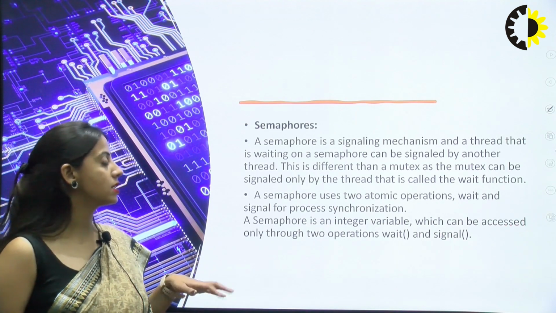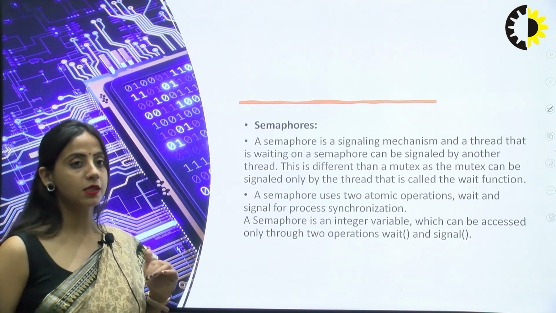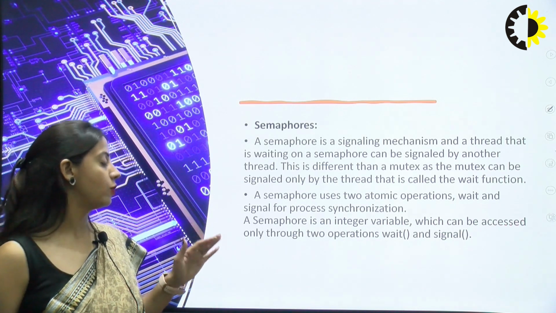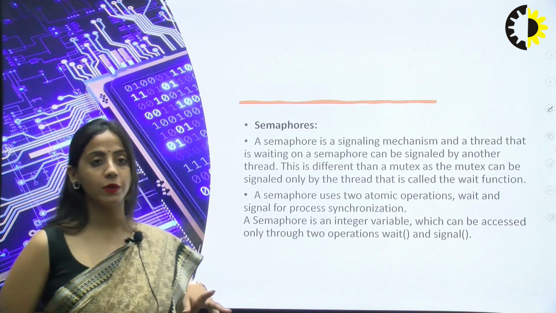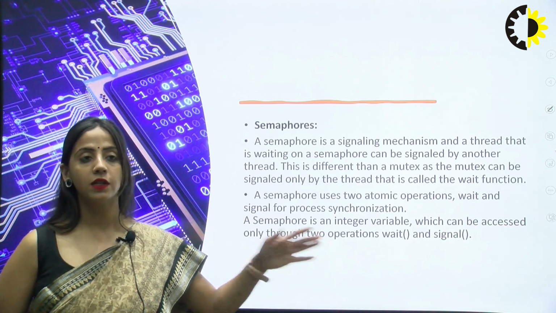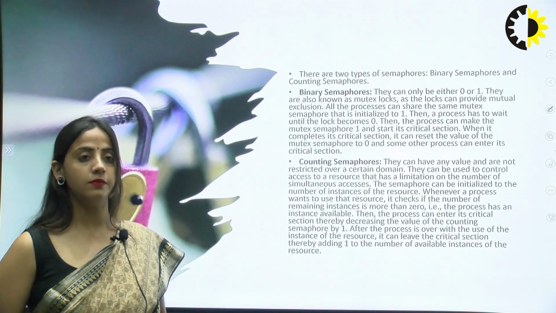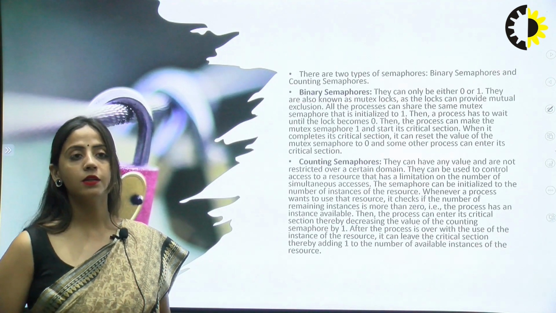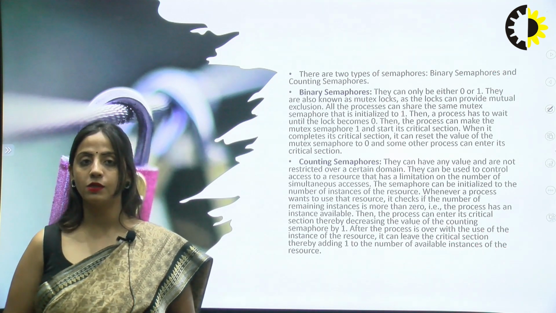A semaphore uses 2 atomic operations, wait and signal, for process synchronization. A semaphore is an integer variable which can be accessed only through 2 operations. One is wait and the other one is signal. There are 2 types of semaphores, binary semaphores and counting semaphores.